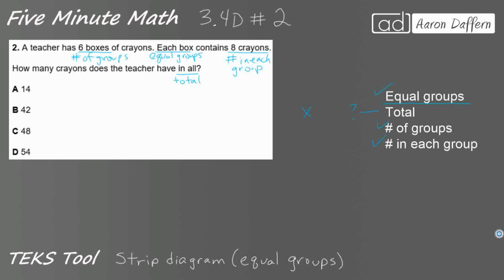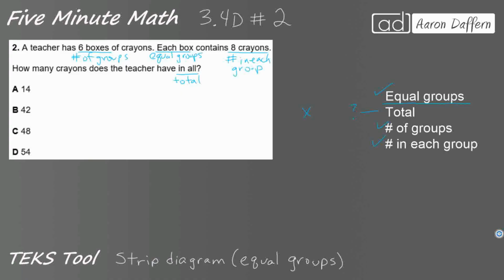If you have the number of groups and the number in each group, then you are dealing with a multiplication problem. Sometimes you have the total and the number of groups, and you're missing the number in each group. If you have the total, then you are going to be dealing with a division problem. But in this case, we can draw a strip diagram.